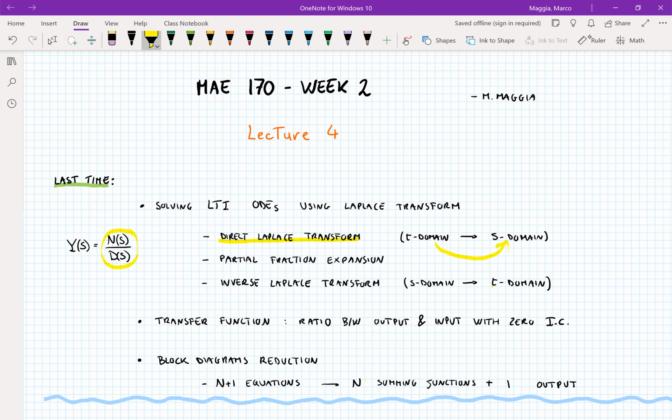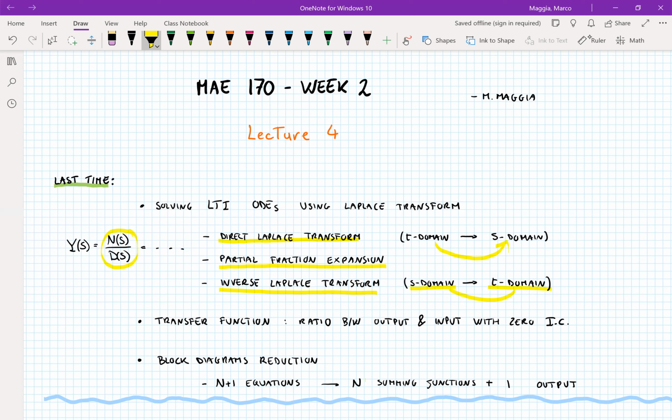We found that the solution is going to be expressed as a fraction with a numerator and a denominator. In order to go back to the time domain, we need to simplify this fraction by applying the partial fraction expansion. So what we're doing, we are rewriting the output as a sum of a bunch of small fractions, and then we can take the inverse Laplace transform of all these minor fractions. By doing so, we can go back from the S domain to the time domain and have the solution to the original ordinary differential equations in the time domain.